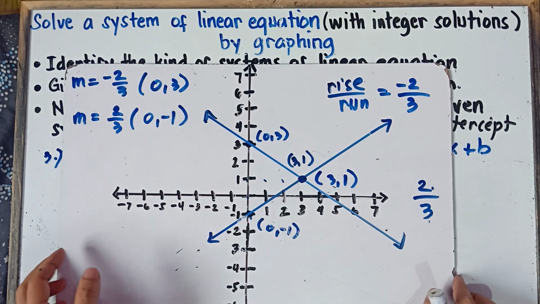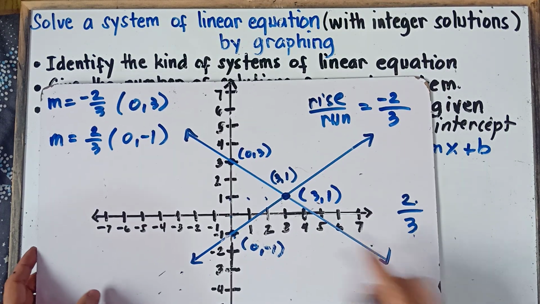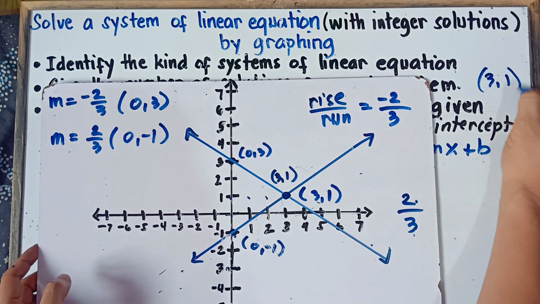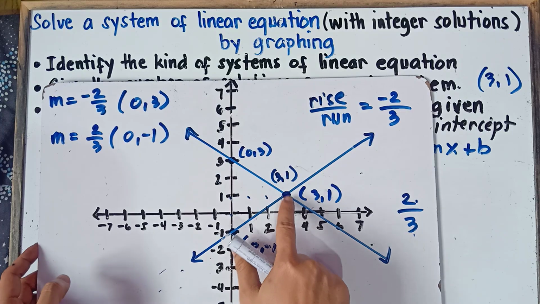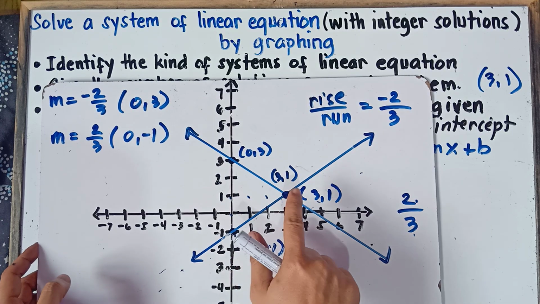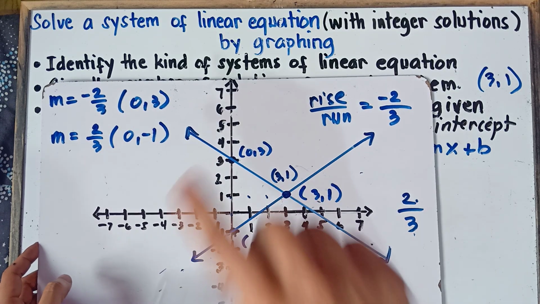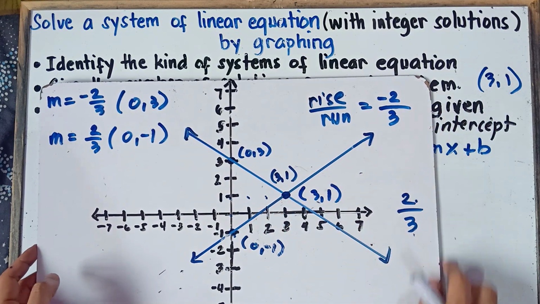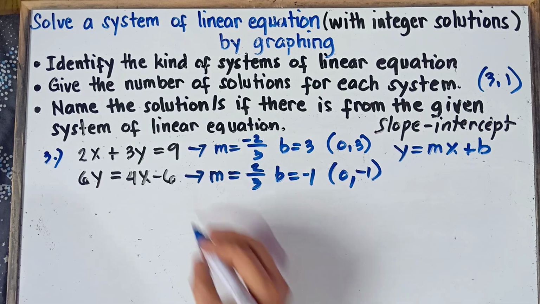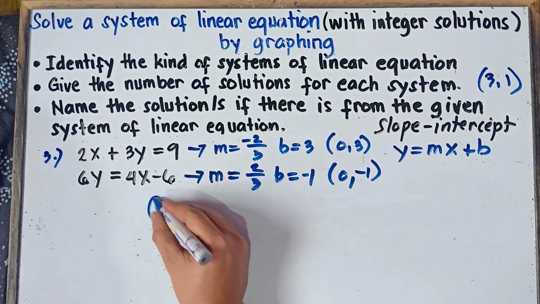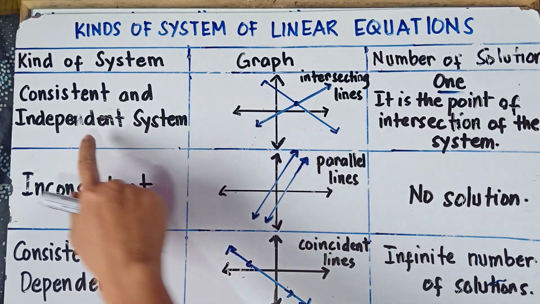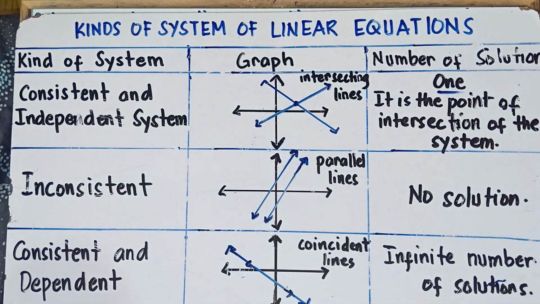Alright, so let's answer that one. Number 3. Once again, class, the solution, we have the intersection, that would be 3 and then 1. And the number of solutions, that's only one solution. This is the intersection, and there would be one solution. And then the solution, that would be 3 for x and then 1 for y. So for number 3, question number 1, the kind of system: if you have intersecting lines, the answer would be consistent and independent system.